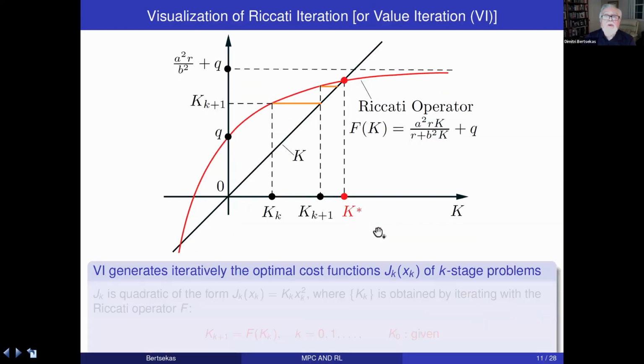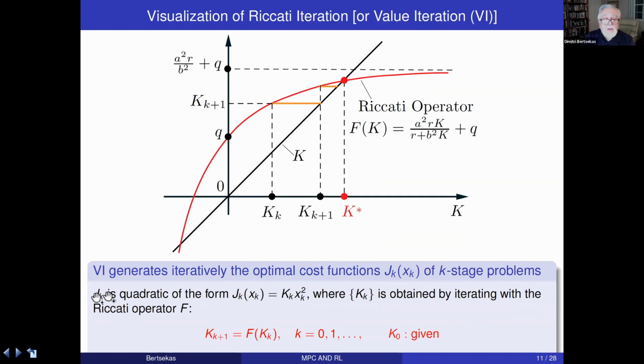Now, the Riccati equation can also be solved iteratively by iterating with the Riccati operator. This is called value iteration in dynamic programming. Value iteration generates the optimal cost functions of k-stage problems. At the kth iteration it generates the optimal cost function of a k-stage problem. And it's well known that Jk is quadratic of this form, where the coefficient Kk is obtained by iterating with the Riccati operator, like so, with K0 being a given initial condition.